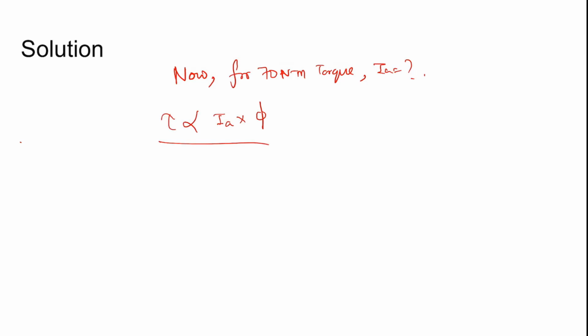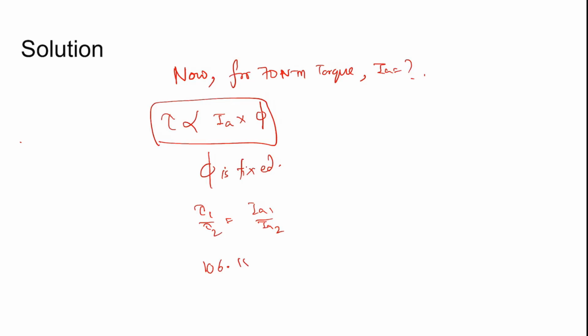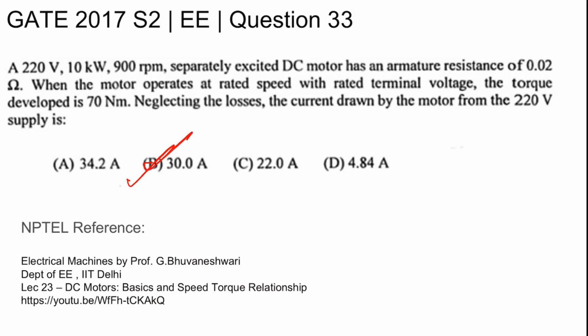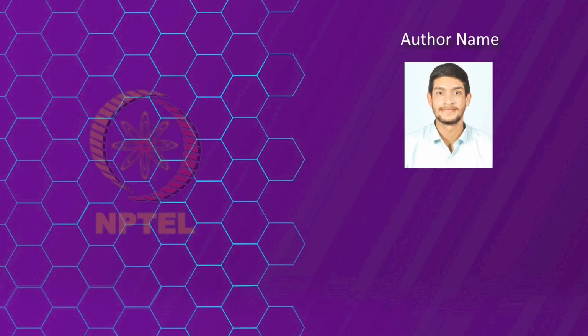Now torque is proportional to Ia into phi, but phi is fixed. So T1 by T2 equals Ia1 by Ia2. Now tau 1 is 106.15, tau 2 is 70 as given, Ia1 is known, which is 45.75, and Ia2 is being asked. The current drawn in this condition, when 70 Newton meter is the torque produced, is found to be 30.16 amperes. So the answer is 30.16, so 30 amperes. Option B is the correct option.